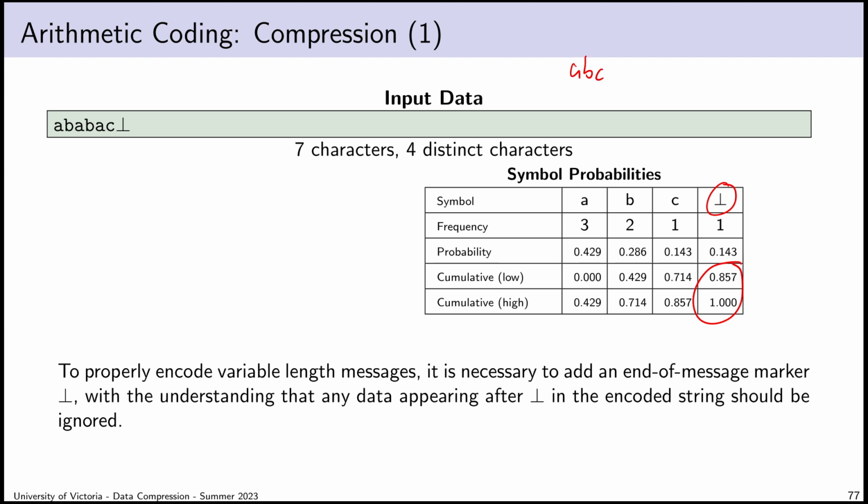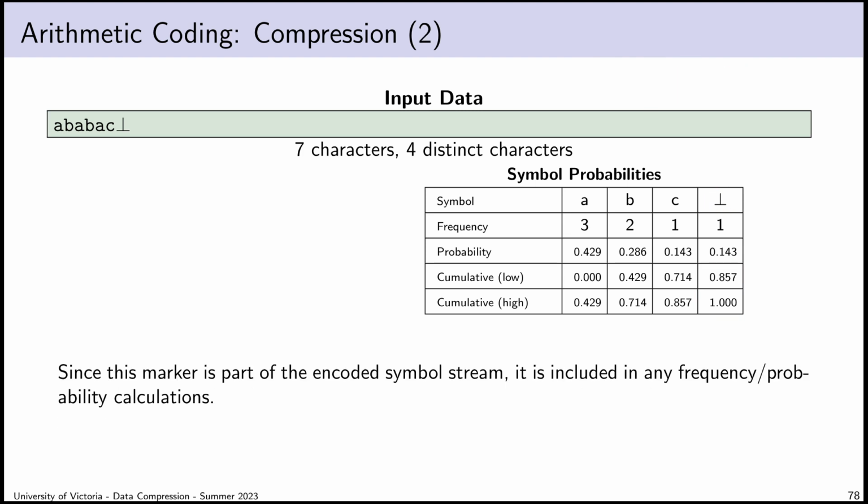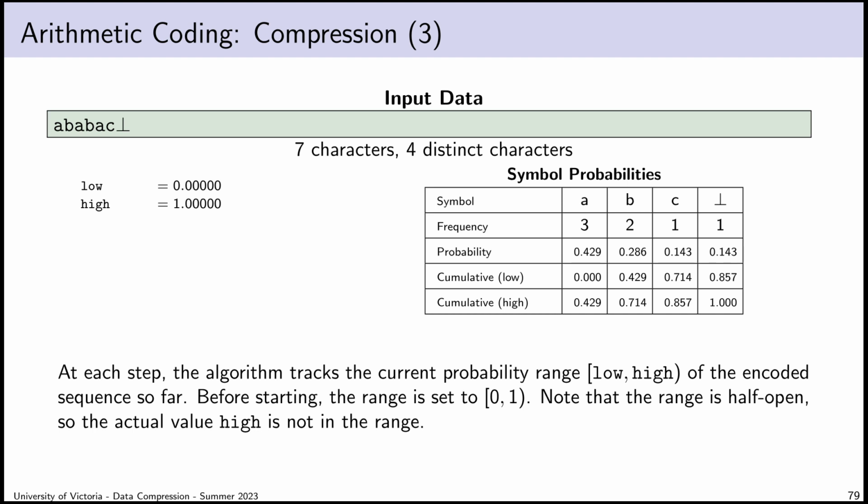I'm sending the decompressor a message like ABA, BAC, and then an end of message marker, which could then be followed by a bunch of sort of erroneous, meaningless other characters. And the trick is, once the decompressor sees this symbol, it just stops and ignores the rest. Okay, so that means we have this end of message marker. It's now a real symbol that gets its very own probability range. And now I can start.